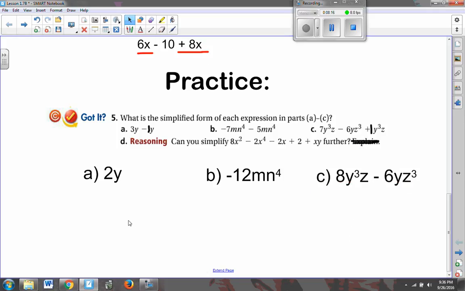And then finally in letter D, the answer here is no. We cannot combine anything in that expression because nothing is like terms. This has x squared, this has x to the 4th, this just has x, that just has 2, and that has xy. So absolutely not. None of those are like terms, so we cannot combine.